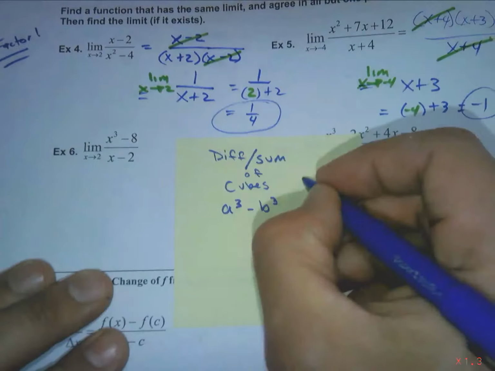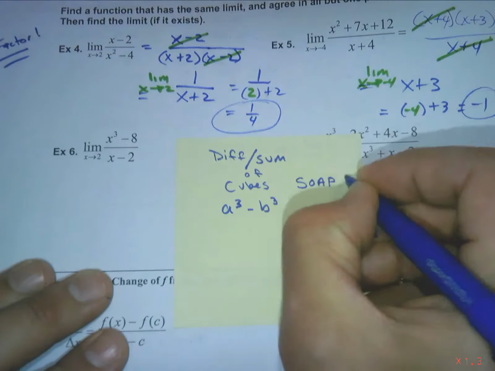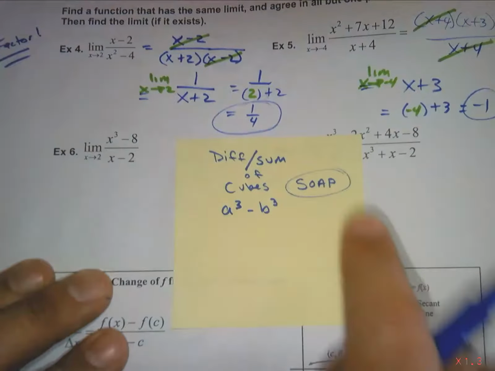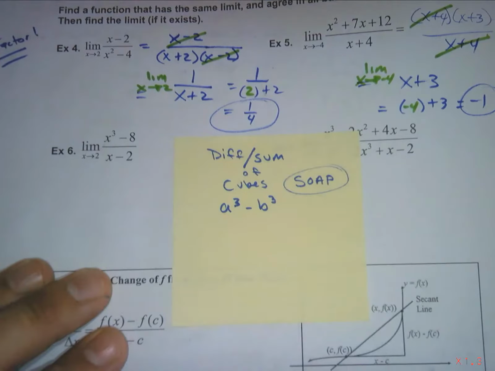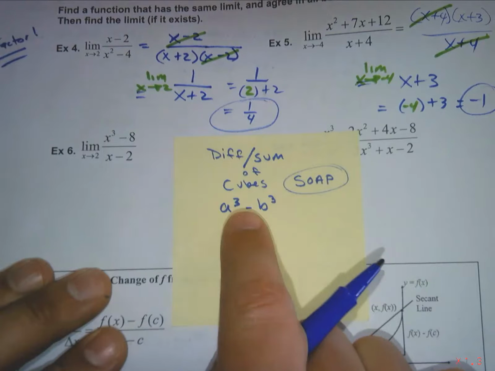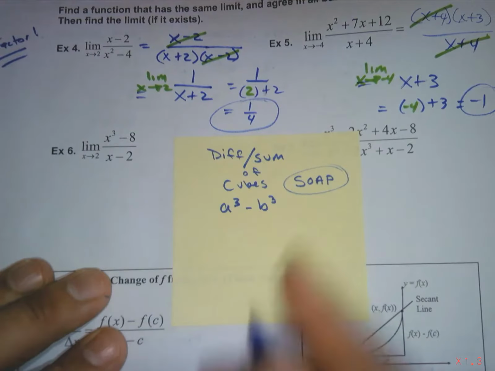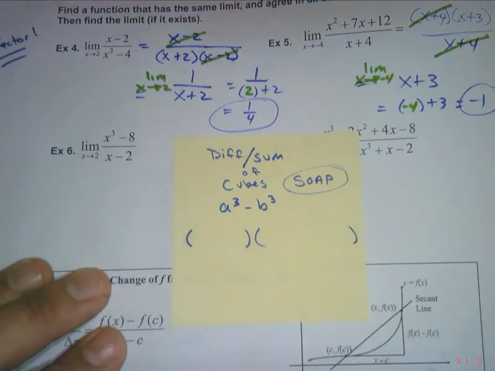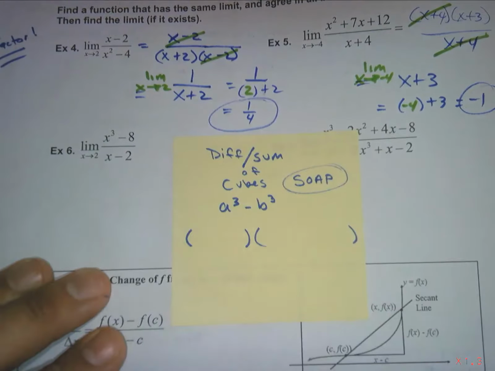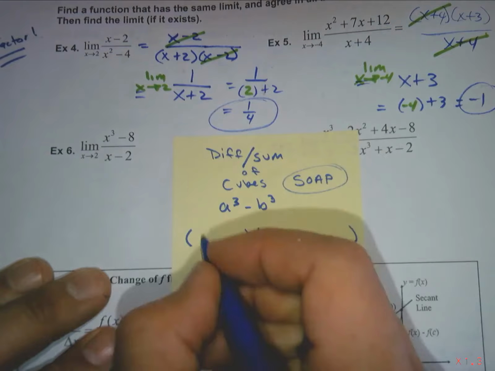I always use SOAP, and I think a lot of the Algebra 2 teachers use that. SOAP stands for same, opposite, always positive. When you have a binomial like this where it's a cubed minus or plus b cubed, it's always going to factor into a binomial and a trinomial. And there's going to be 3 symbols or 3 signs here.